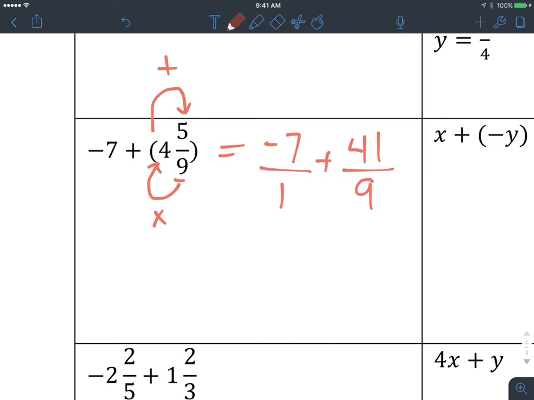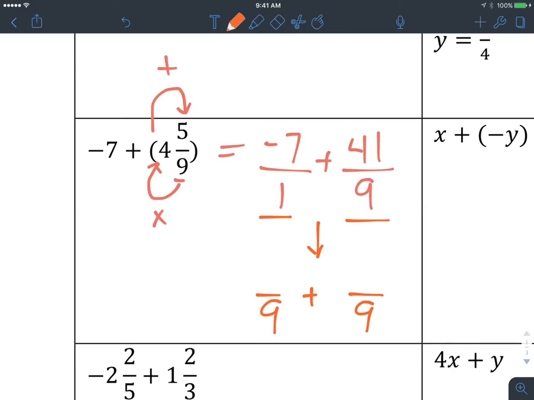So we've got our first step done, and then we're going to proceed with our next step, which is to find the least common denominator of 1 and 9. Now 1 will go into all numbers, so whenever you have 1 as a denominator, the other number will be your least common denominator, in this case 9. So we're going to turn both of these fractions into fractions that have a denominator of 9.